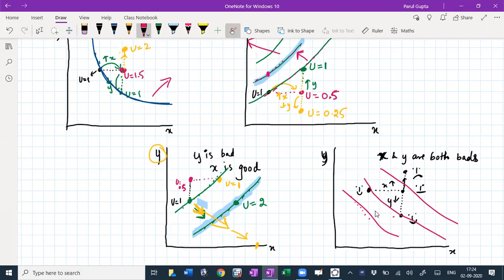Ma'am, in the first case, we will be in a better position if we consume on a higher indifference curve, like the outer one. And in the last case, if we choose an indifference curve which is closer to the origin, we will be better off. Correct, exactly.